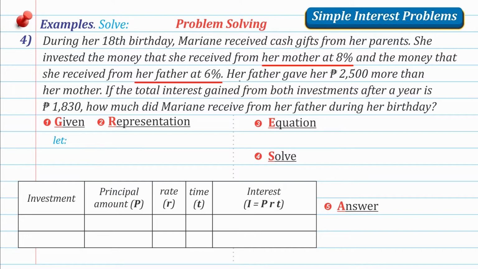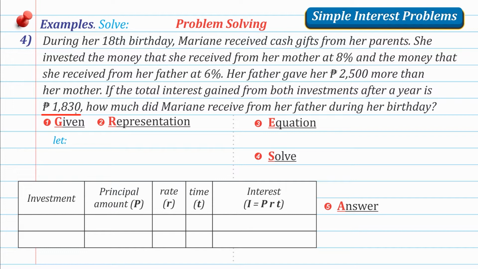Now, her father gave her 2,500 more than her mother. Nako, ibig sabihin, mas marami ang binigay ni father. Now, if the total interest, yung total na kinita from both investments after a year is 1,830, how much did Marian receive from her father during her birthday?